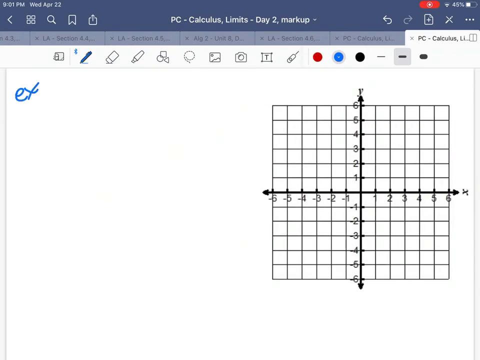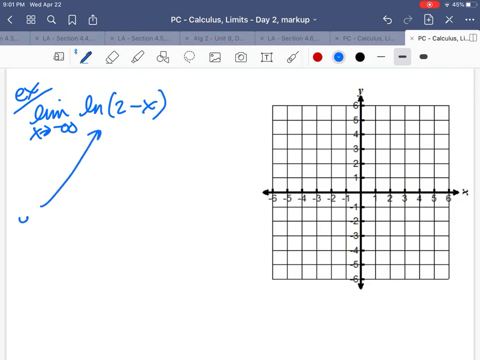So our last example is this. Let's look at this, the limit as x goes to negative infinity. Now, when somebody asks you a limit with infinity in it, you can't really plug that in, and so that's why it's also good to look at the graph. And we're going to do this one, ln of 2 minus x. So this graph right here, y equals ln of 2 minus x.